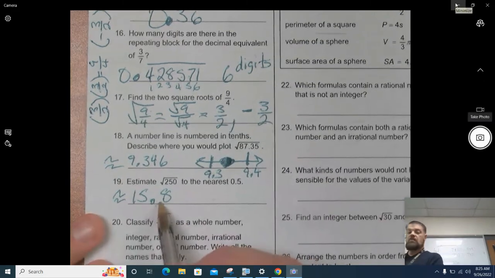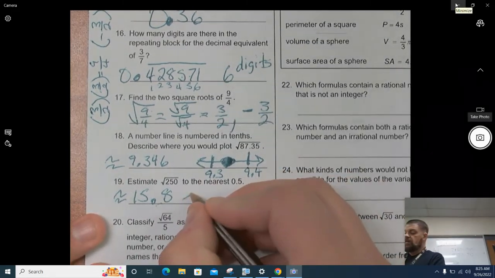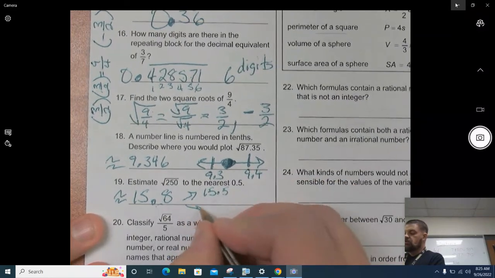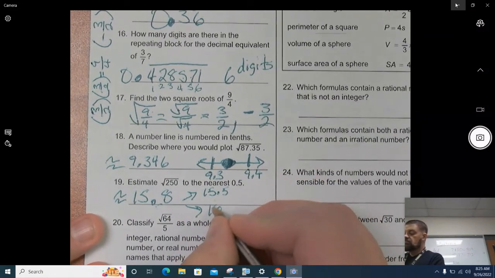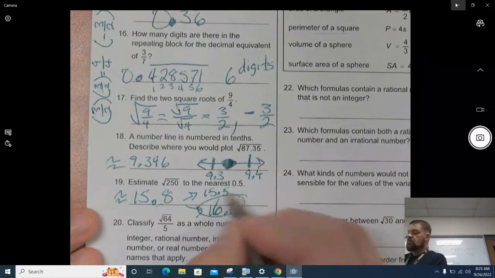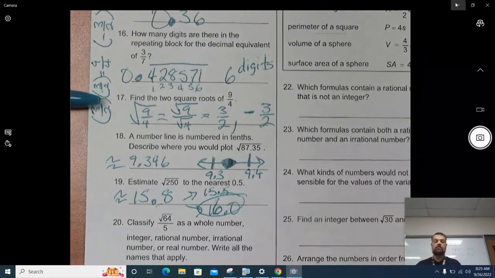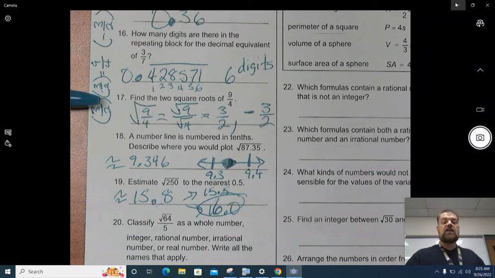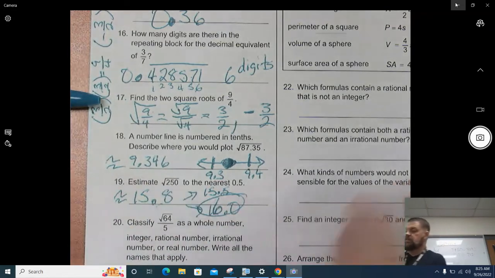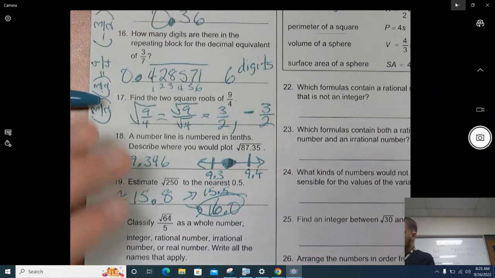Well, is this number closer to 15.5 or is it closer to 16.0? 16.0 it is. Okay. That's a fairly new concept in mathematics.